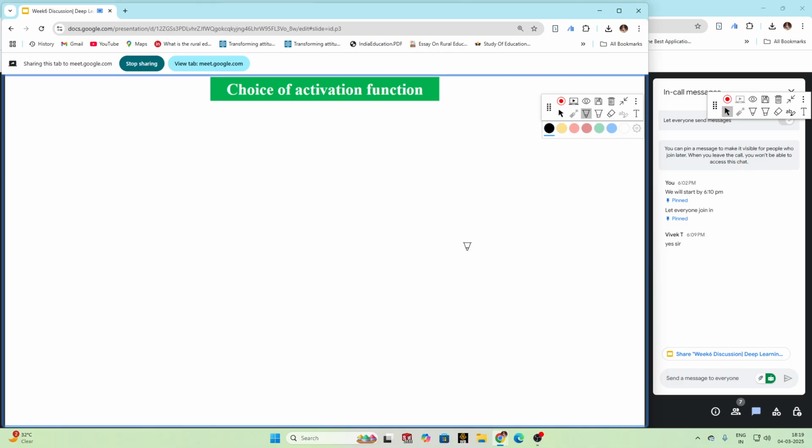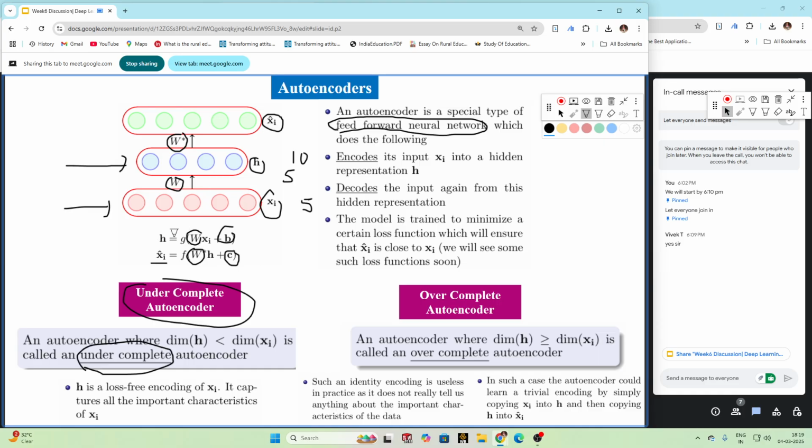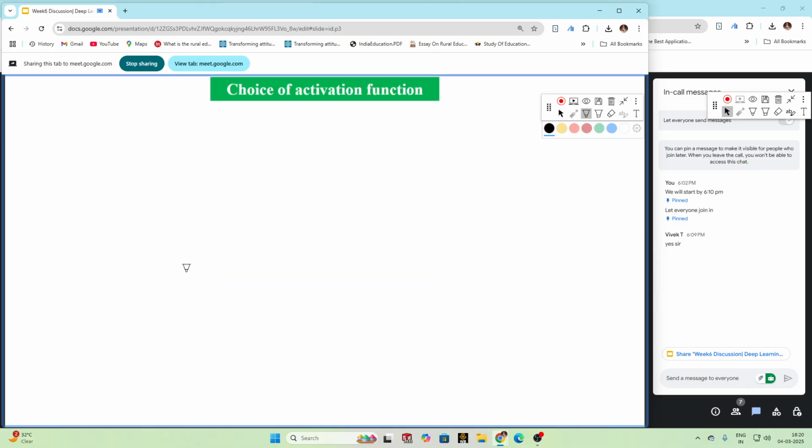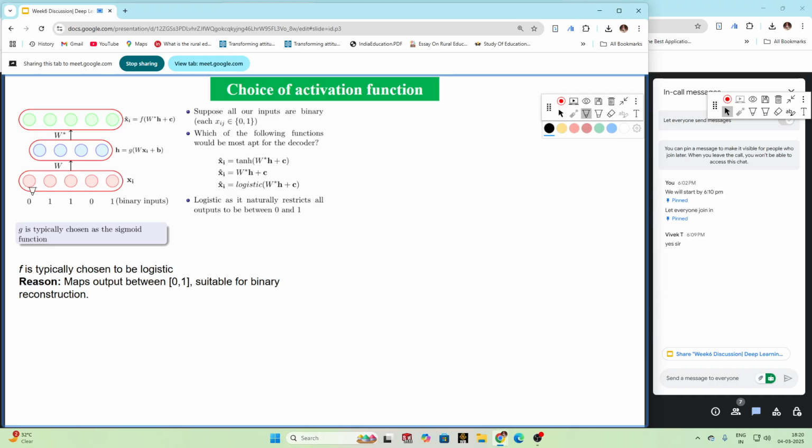What is the choice of activation function? Here you have seen there are two activation functions. One, we are using in the encoding layer, that is G, and second, we are using in the decoding layer, that is F. So we have two activation functions. Now what is the choice of activation function? There are two cases, because one case can be that the input is binary inputs.